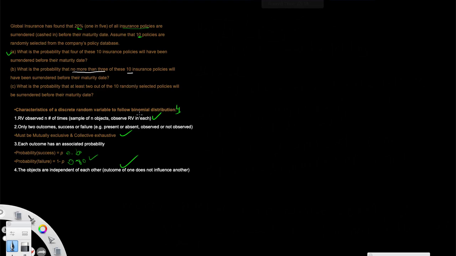The next question asks, what is the probability that at least 2 out of 10 randomly selected policies will be surrendered before their maturity date? Let's first write that and see what this means. It means that x is greater than or equal to 2. So out of all these 10 policies, at least 2 means that we're starting from 2 going up until 10.